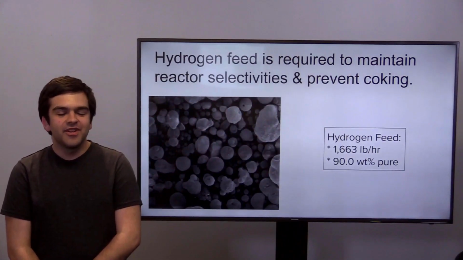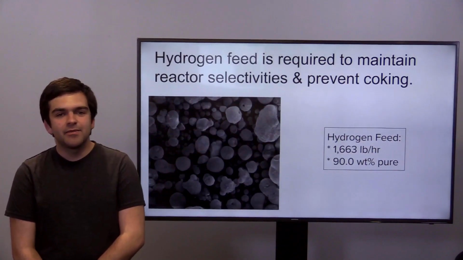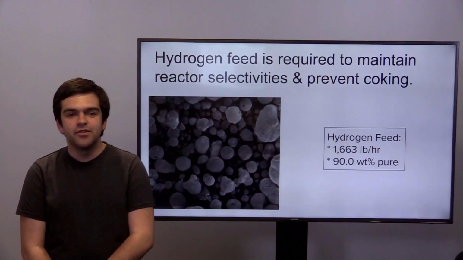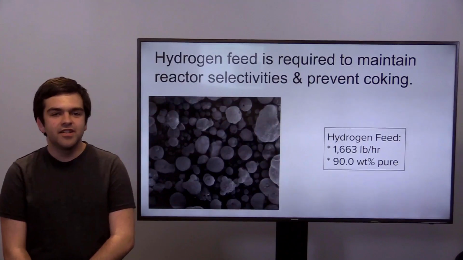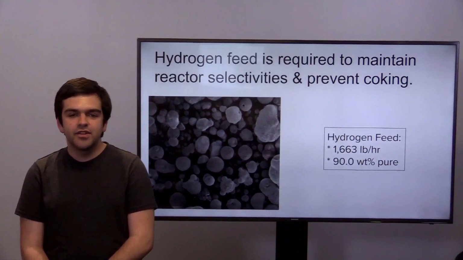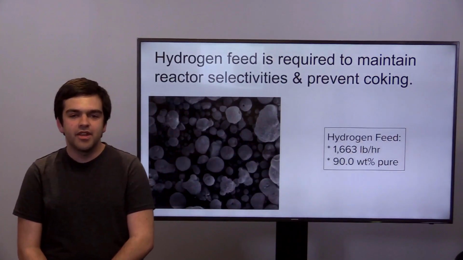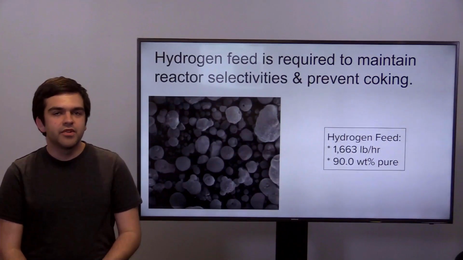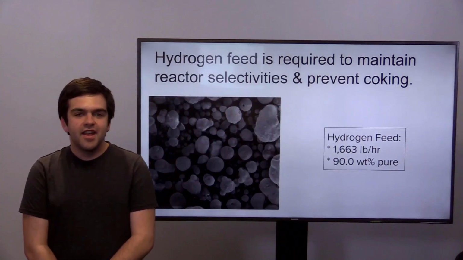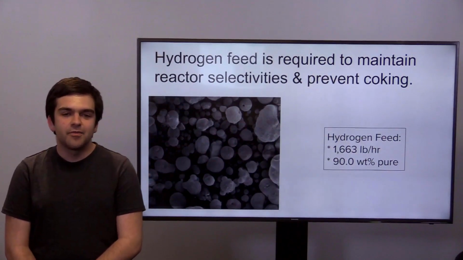One of the other features that's mandated in our plant design is that we must include a hydrogen feed in order to maintain reactor selectivities and prevent coking. To do this, we feed 1,700 pounds of hydrogen into the plant, and we will describe later why this number was chosen. It is at a 90% weight purity.